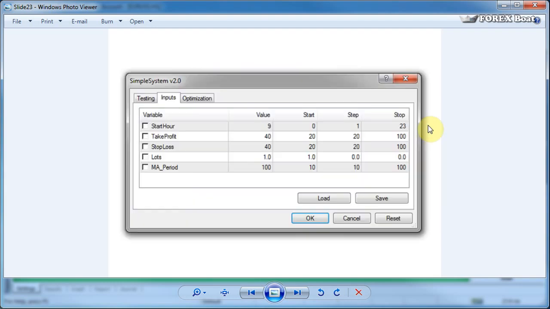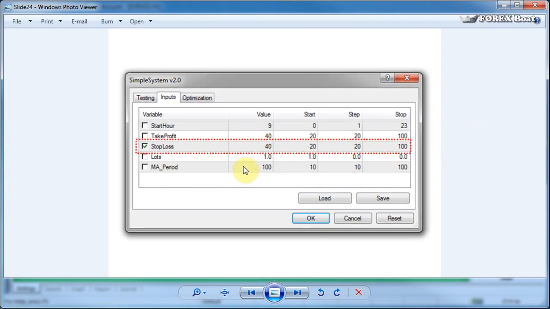Let's have a look at a standard expert advisor inputs card, and here you can see that we're looking at the simple system inputs, and this system is a proprietary system which we will be discussing in more detail in the next section. However, right away from here we can see that there are 2 parameters, take profit and stop loss, which probably are responsible for the targets for this trading strategy, and currently they're set at 40 each. What we can do in MetaTrader 4 is we can tick the box on the left here, say for example for the stop loss, and that way we will tell MetaTrader 4 that we want to optimize this particular variable.